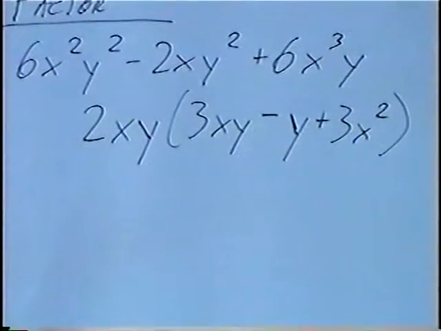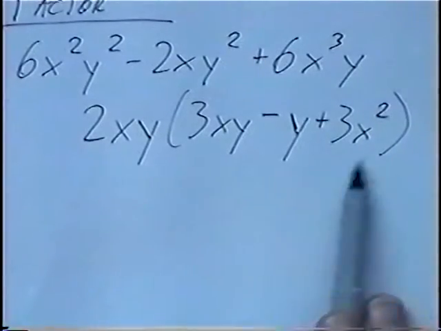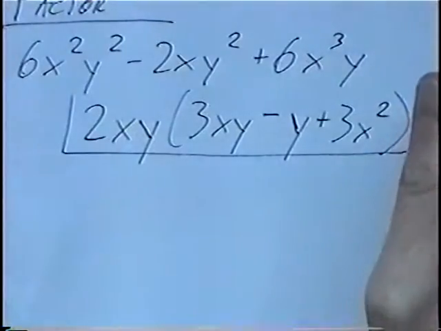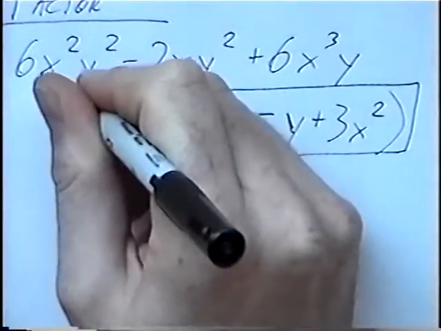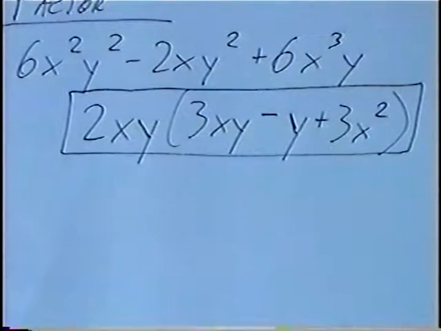So always a good idea to double check after you factor, see if there's any other terms you can factor out or use any other factor techniques. In this case you cannot. So our final answer is 2xy times 3xy minus y plus 3x squared.